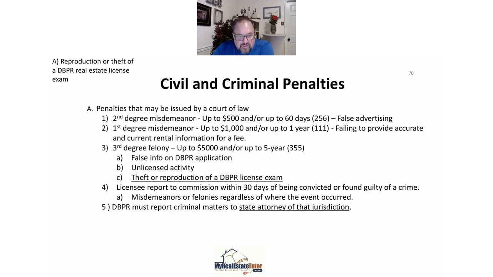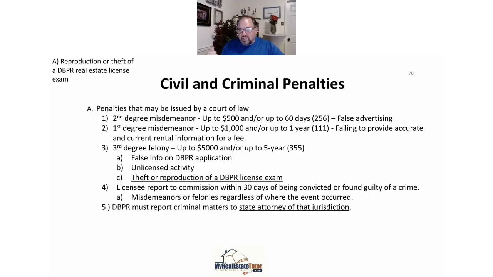Then you got third-degree felony. This is 355. This is up to $5,000, again, 3 standing for third-degree felony. $5,000 and 5 years in prison. This is a serious one. And you may see 3 possible examples on the state exam, one being false information on a DBPR application. The other one, and the biggest one we see, is unlicensed activity getting paid a commission.